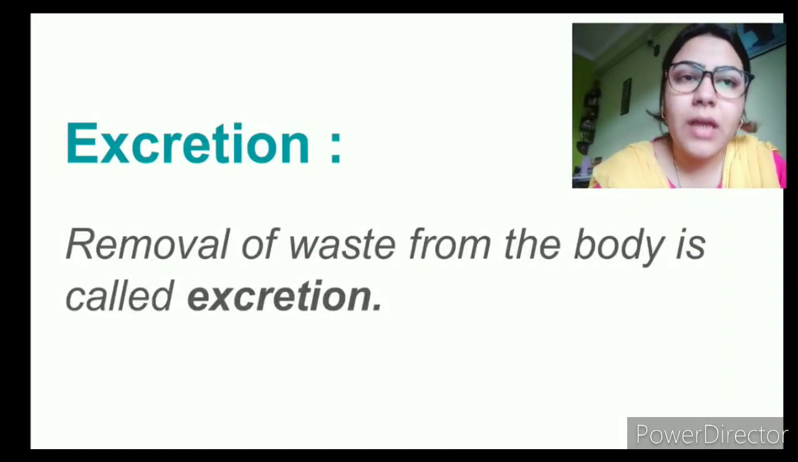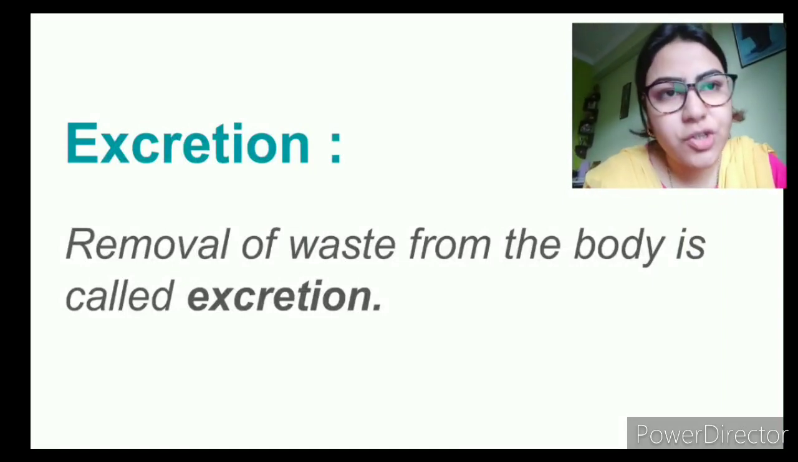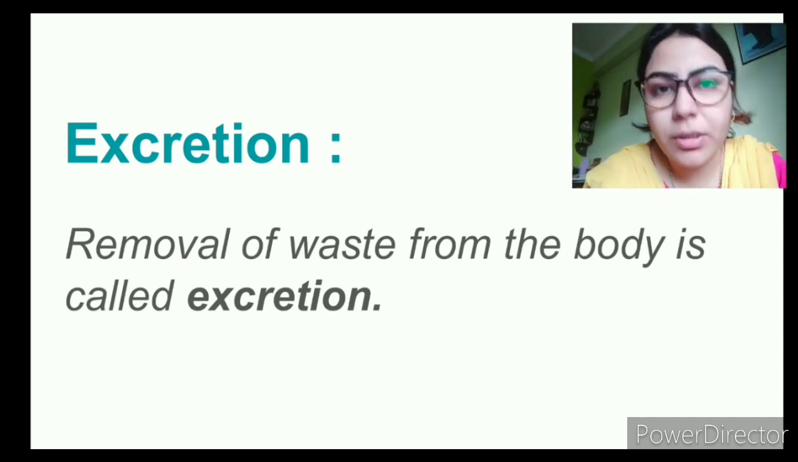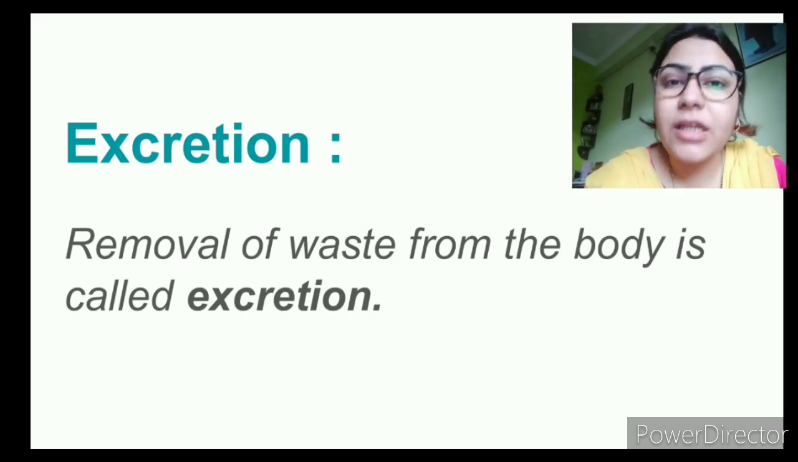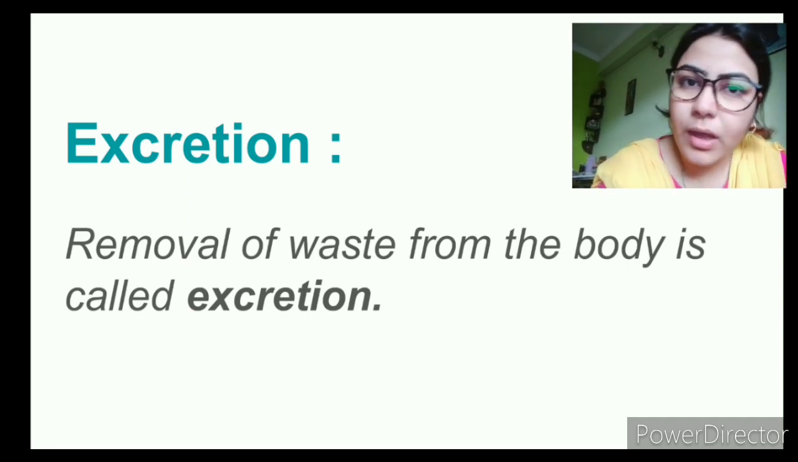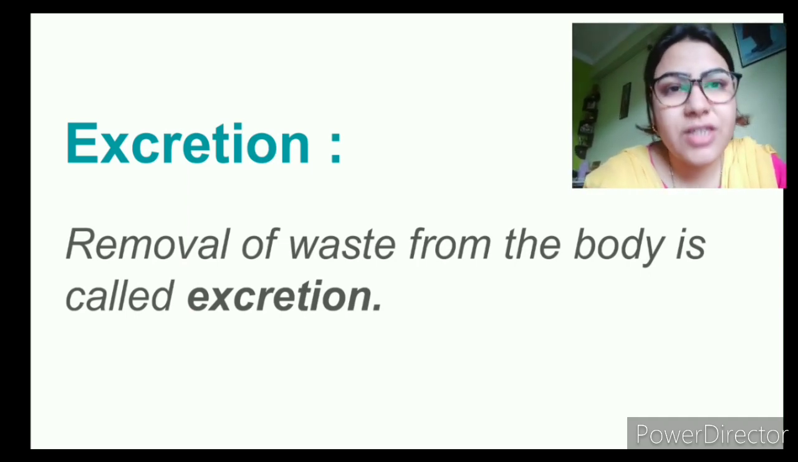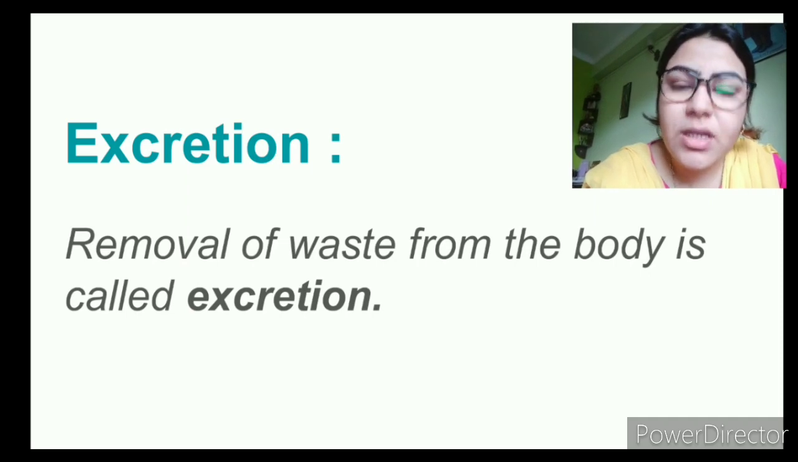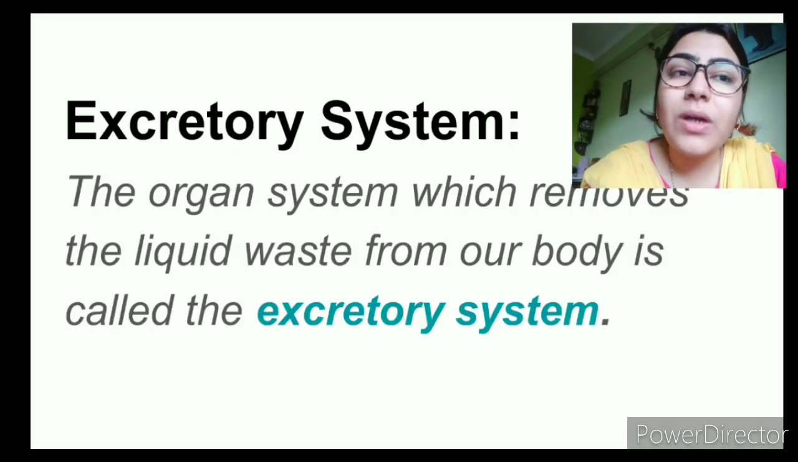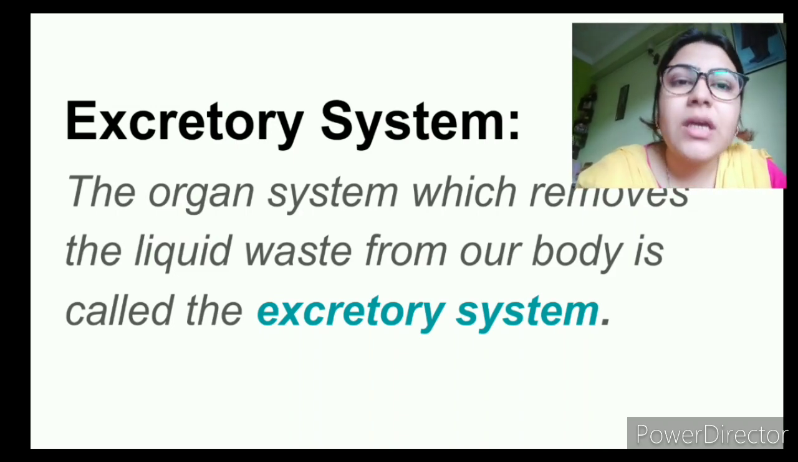So, children, now let's understand what is excretion. Excretion is the removal of the waste products from our body. That can include solid waste as well as liquid waste. So the definition of excretion is the removal of waste from the body. Now, what is the excretory system? The organ system that removes the liquid waste from our body is called the excretory system.